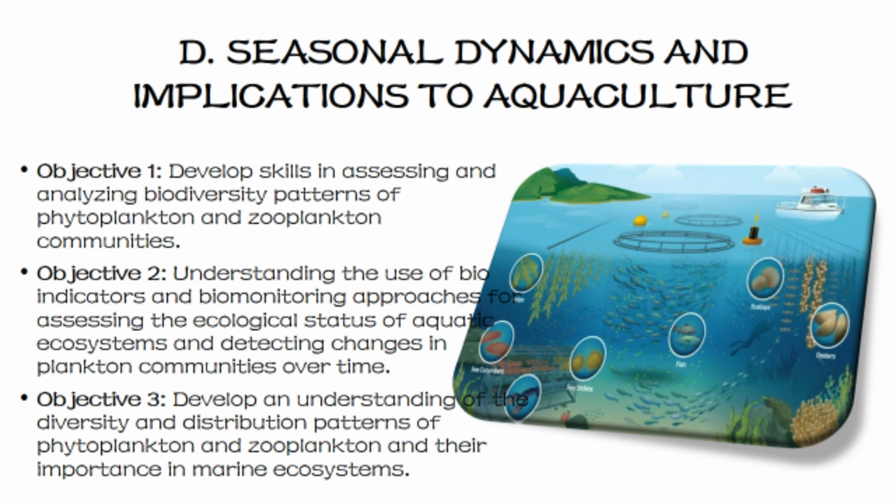Now, let's move on with the seasonal dynamics and implications for aquaculture. Objective: develop skills in assessing and analyzing biodiversity patterns of phytoplankton and zooplankton communities, understanding the use of bioindicators and biomonitoring approaches for assessing the ecological status of aquatic ecosystems in detecting changes in plankton communities over time, and develop an understanding of the diversity and distribution patterns of phytoplankton and zooplankton and their importance in the marine ecosystem.